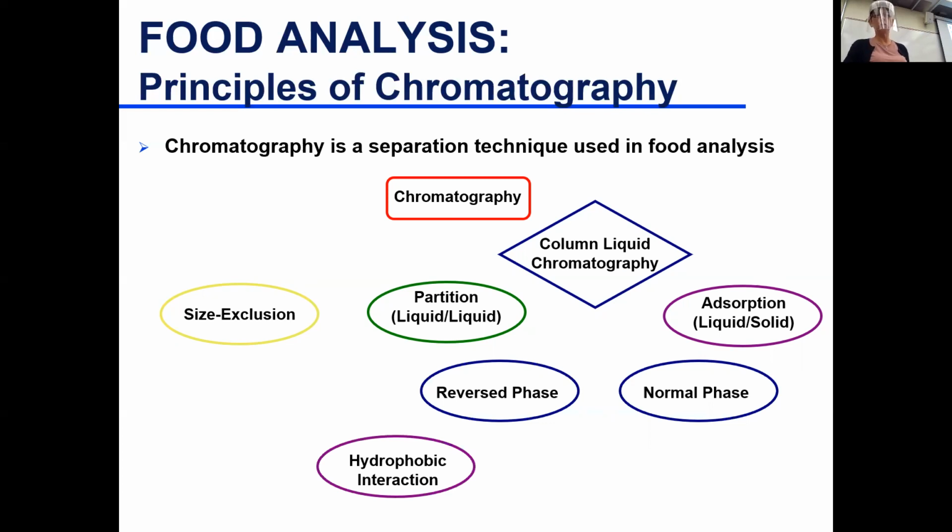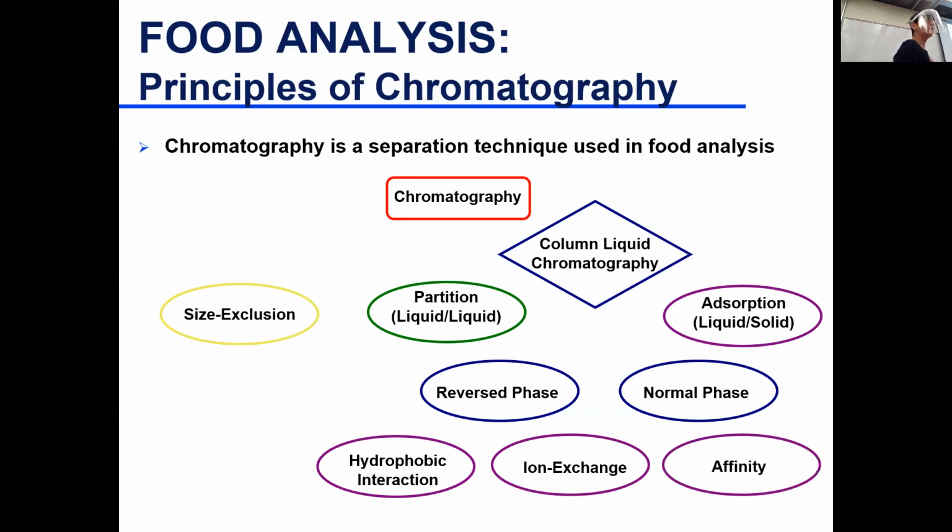In adsorption chromatography, you have hydrophobic interaction chromatography. We're going to be covering that. Ion exchange chromatography and affinity chromatography. They are all three. Notice the color of the circle or the arrow here is the same color as that. That means these three are adsorption chromatography.